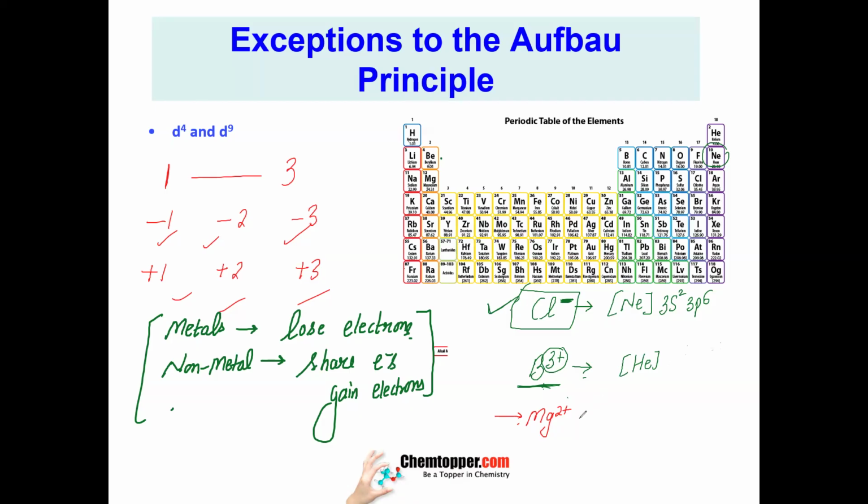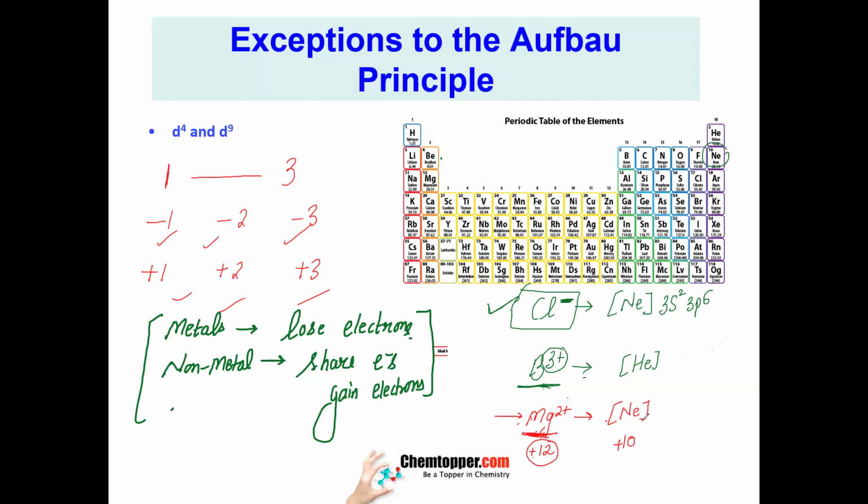It's neon. It's stable. But why am I not changing the symbol? Anyone? I'm not changing the symbol of this Mg2 plus to neon. Who will answer this? The symbol is still Mg because the identity of the element is due to protons. It's still Mg because it still has 12 protons inside the nucleus. Neon has only 10 protons. Magnesium has 12 protons. That's why the symbol is not changing.